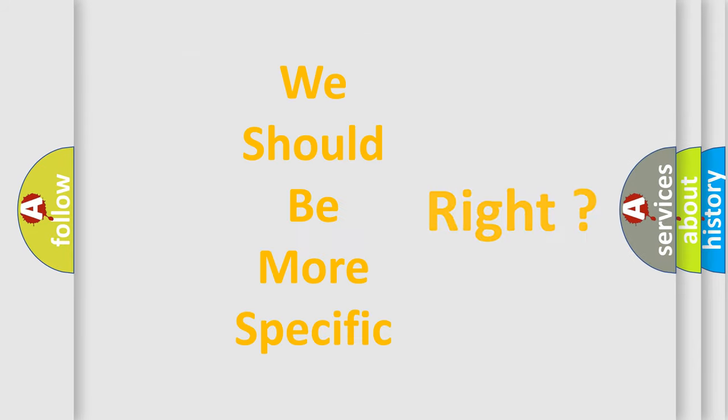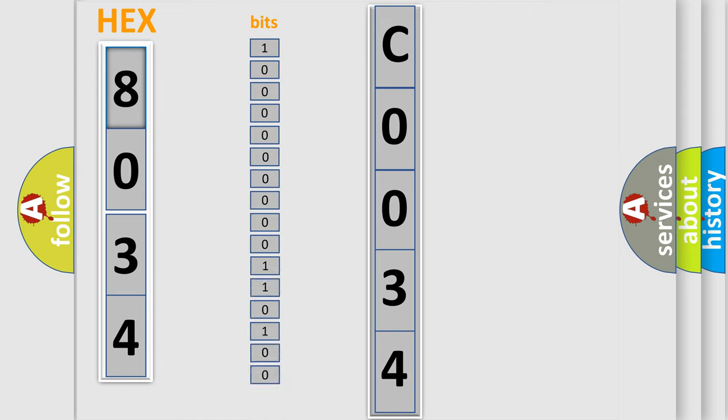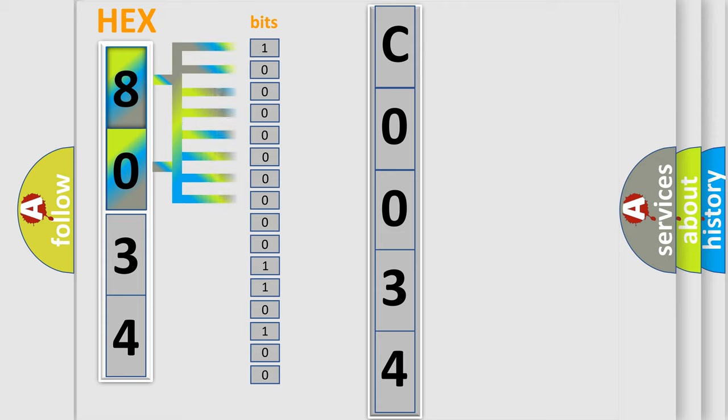The following demonstration will help you look into the world of software for car control units. The error code is split into two bytes consisting of 16 bits. One bit is the basic unit that each computer works with. The bit has two logical states: 0, low level, 1, high level.